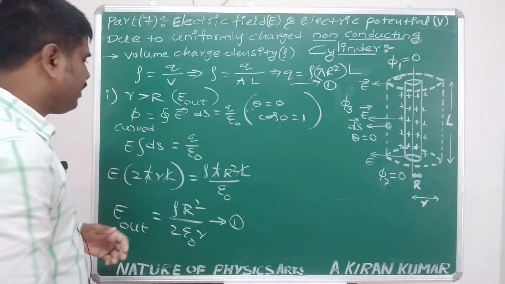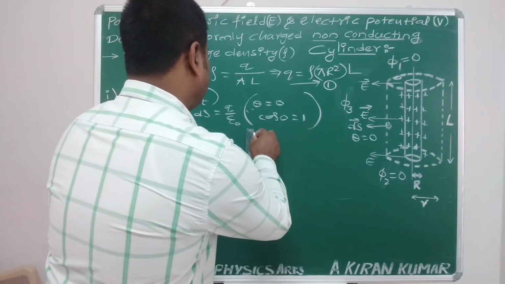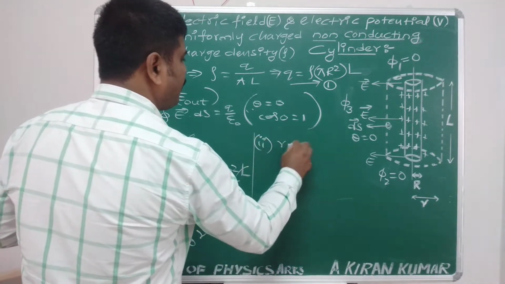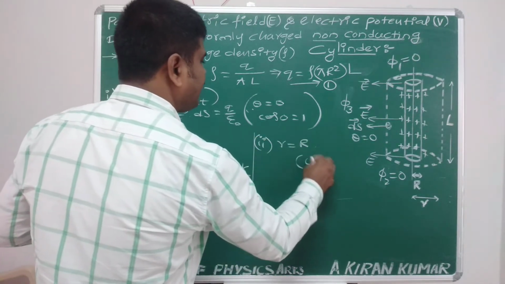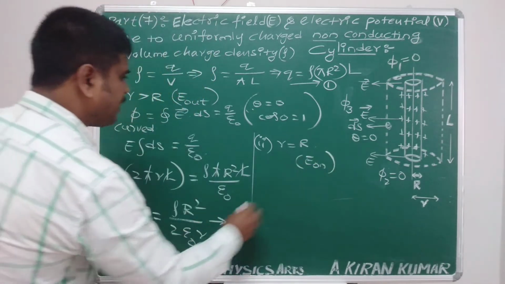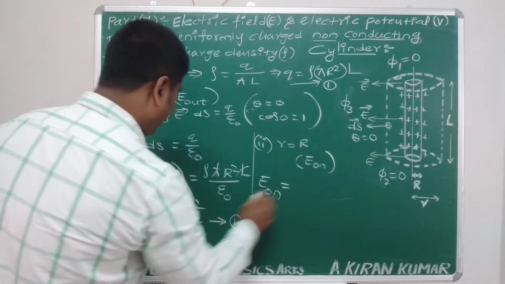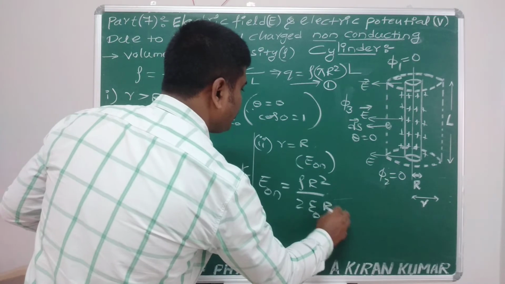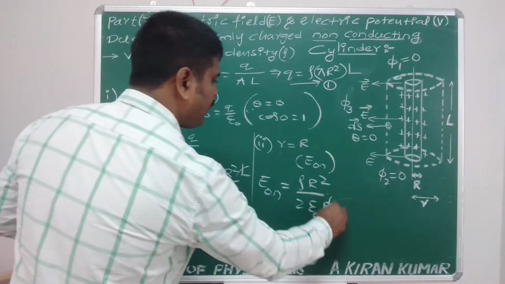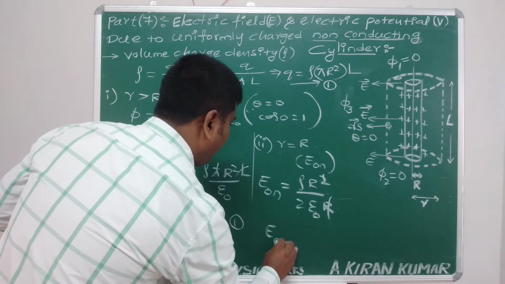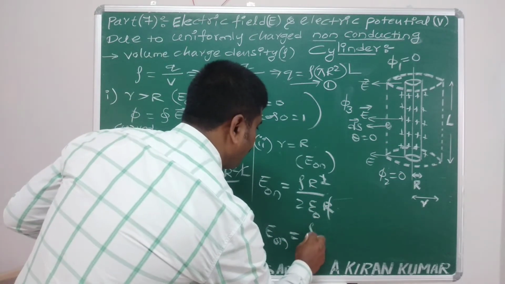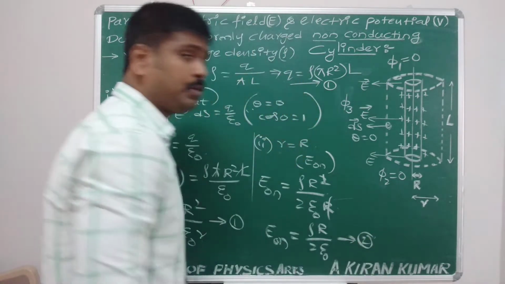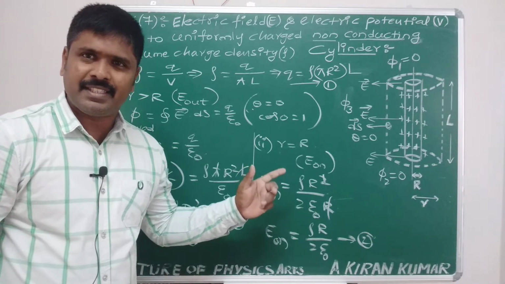And we can also find the field on the surface. This is taken as the second condition: small r is equal to capital R, then we get E on. Using this equation, E on is equal to rho into capital R square divided by 2 epsilon naught into r, and because small r is equal to capital R, one factor cancels. So the E on value is equal to rho into R divided by 2 epsilon naught. This is taken as equation number 2.